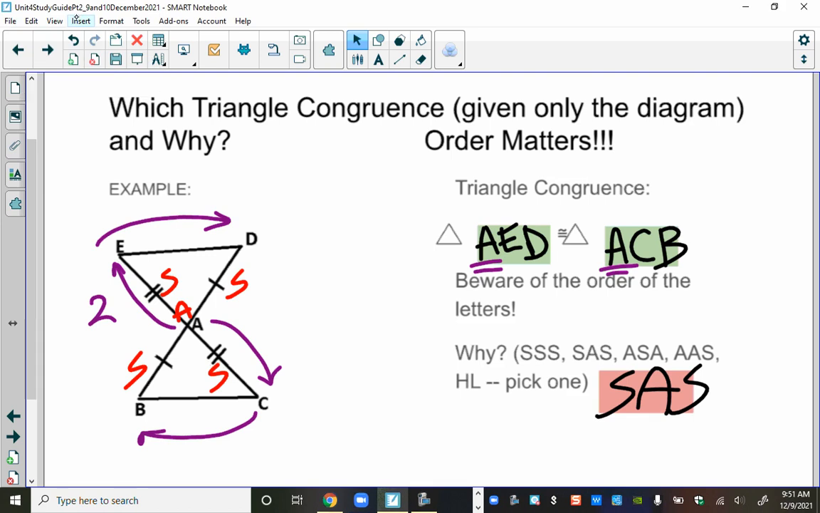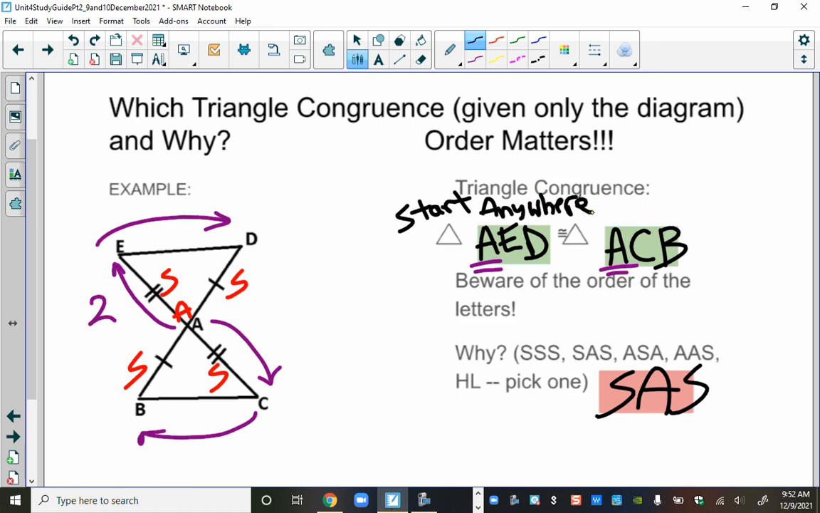Okay. Well, really quick with this one, this is where we stopped last time. And basically, the order is going to matter because with the first triangle, it didn't matter. You can start anywhere you wanted on the first triangle. So that's for the first triangle.